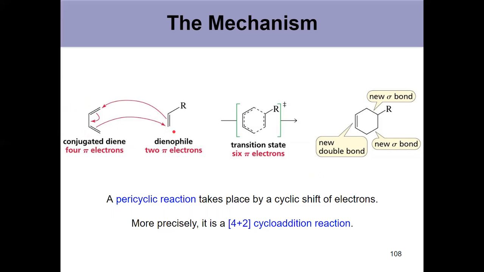When they approach one another in the proper configuration, you see the electrons shift around in a circle. A pi bond comes down, a pi bond moves over, acting as a nucleophile here, attacking an electrophile, another pi bond acting as a nucleophile and attacking an electrophile over here. And overall, we're moving in a ring. Easier to see there in the transition state. Cyclic shift of electrons, pericyclic reaction.